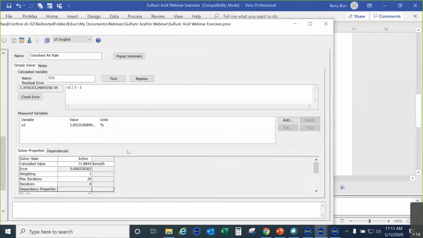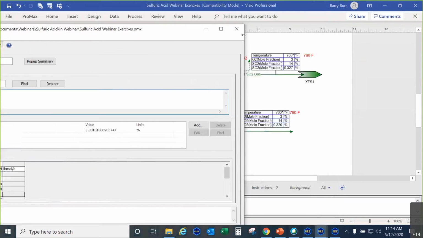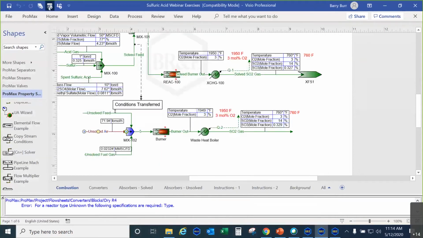I made a mistake, didn't check something when I built this. I'm going to add more oxygen, solve this. So that's going to take a minute or so.